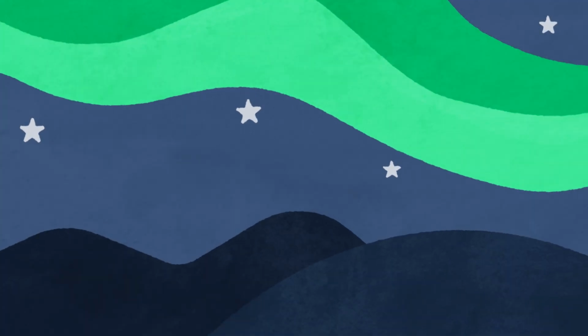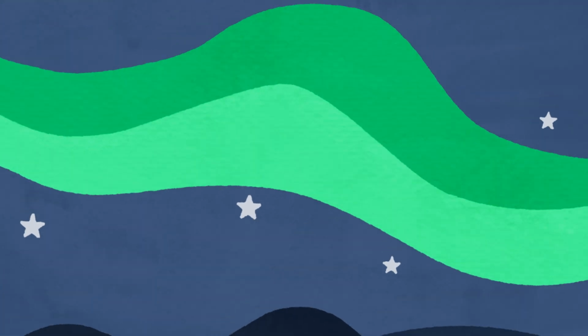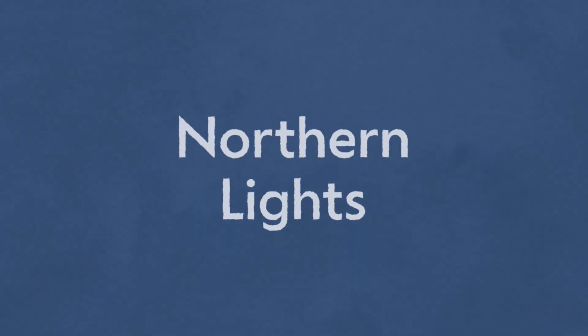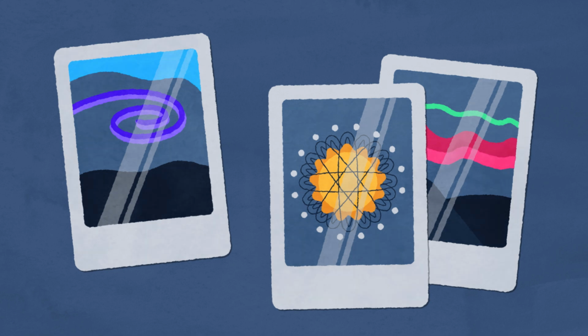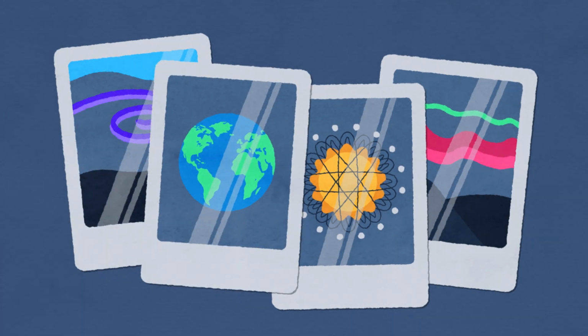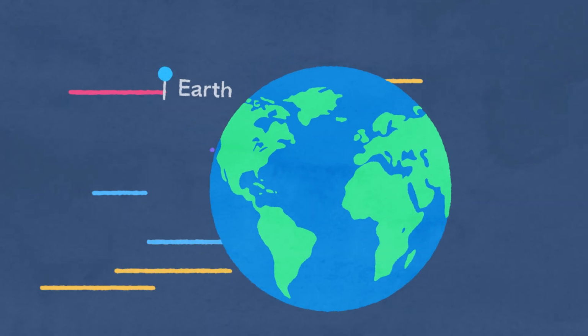Imagine looking up at the night sky to see beautiful ribbons of light and color twirling and shifting. This phenomenon is called the Aurora Borealis, or more commonly, the Northern Lights. Thanks to modern scientific advancements, we know it is more than just beautiful. It is actually the result of a violent explosion on the sun's surface. So, to understand how these lights are created, let's start 92 million miles away.